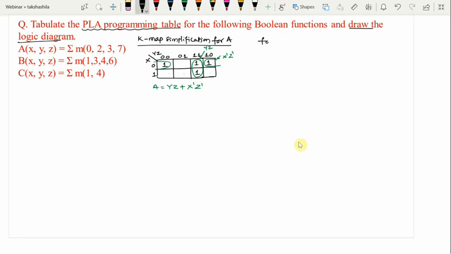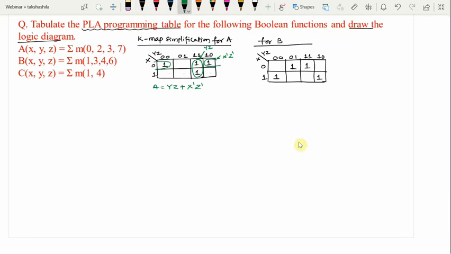Similarly, for B you draw the K-map simplification. Look at X and YZ. X is 0, 1, and this is YZ: 0, 0, 0, 1, 1, 1, and 1. What are the minterms? 1, 3, 4, 6. The cells are 0, 1, 2, 3, and 4, 5, 6.